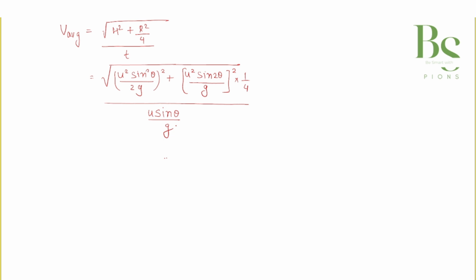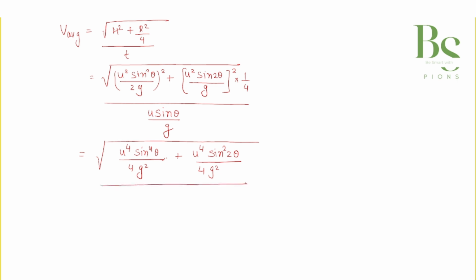So what will we do now? Now we will simplify it. So let's simplify this expression. This will be root under u to the power 4 sine to the power 4 theta upon 4g square. Here it will be u to the power 4 sine square 2 theta divided by g square into 4. That 4 is also there. Whole divided by u sine theta upon g. I hope this is clear.